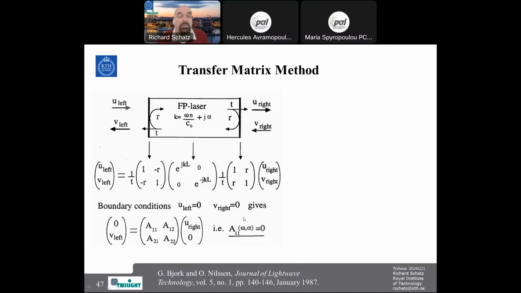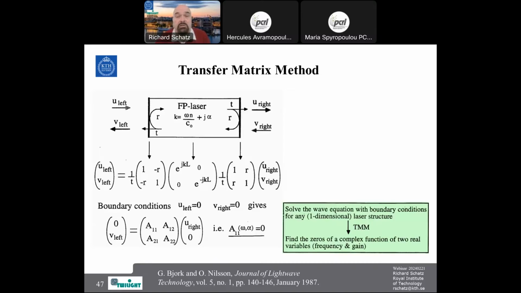But instead of solving Maxwell's equation for this laser, you can describe it with transfer matrices, and then you just need to solve here the zeros of this complex variable in order to get all the modes of your laser. Then you get the resonance condition, and it will be fulfilled for certain wavelengths and certain gains inside the material.